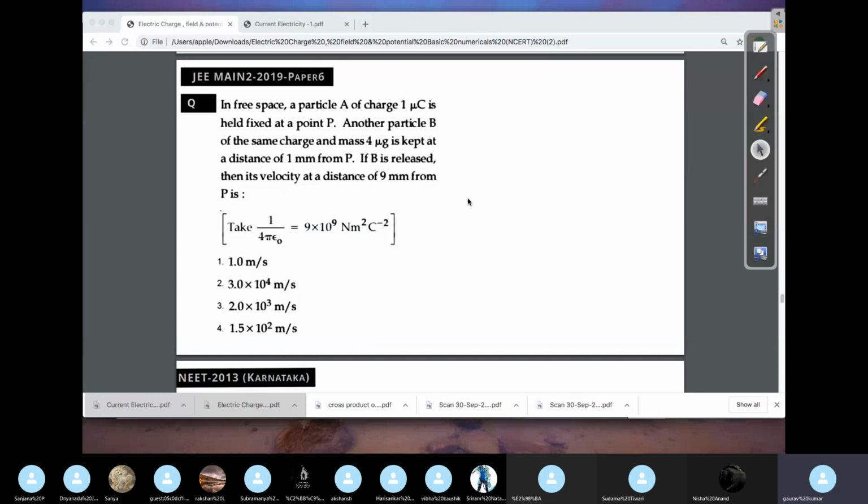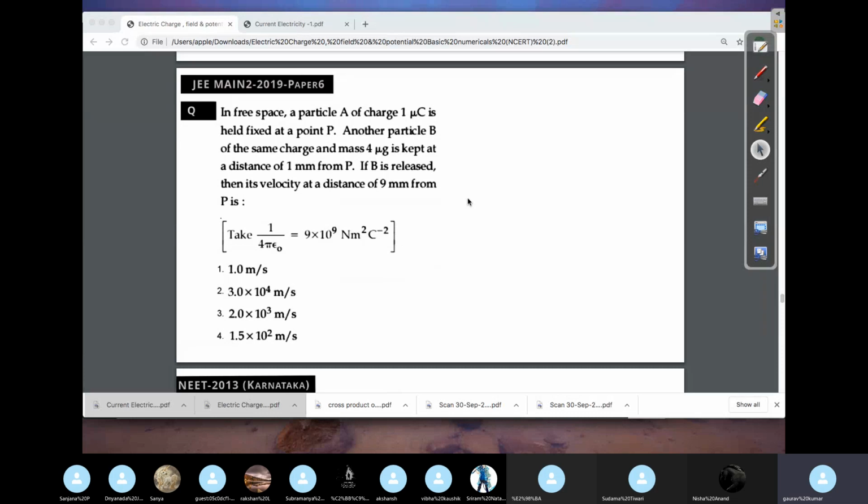Okay, let's solve this question. Last two questions here. In free space, a particle capital A of charge 1 microcoulomb is held at a point P. Another particle B of same charge and mass 4 microgram is kept at distance 1 mm from P. If B is released, then its velocity at distance of 9 mm is. This is the question.